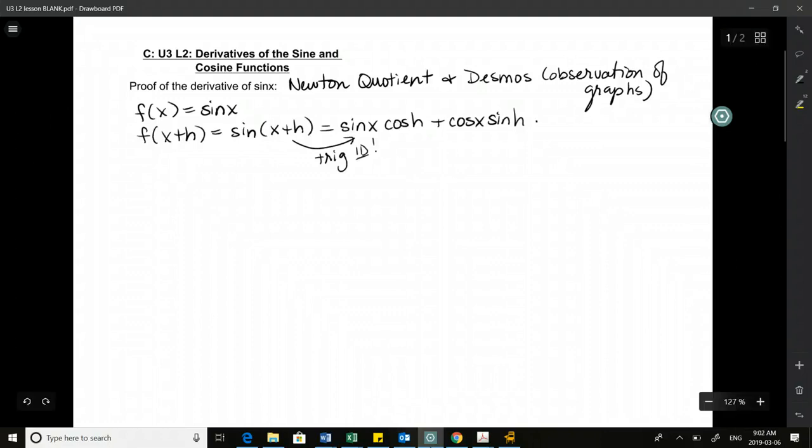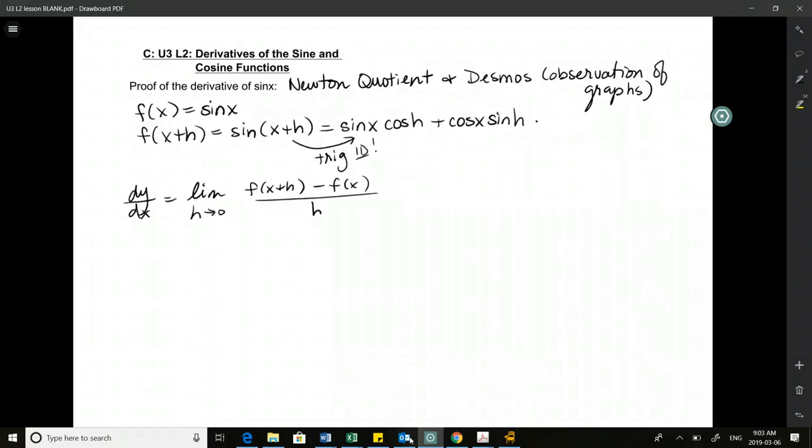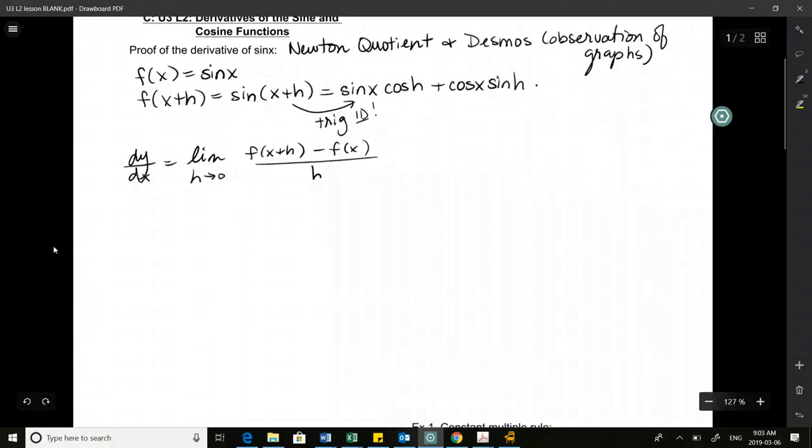And we're going to sub into our Newton quotient here. So we know we can find the derivative by taking the limit as h approaches 0 of f at x plus h minus f at x over h. So we're going to sub in what we have here, remembering that we rewrite that limit notation. So f at x plus h is what we expanded above.